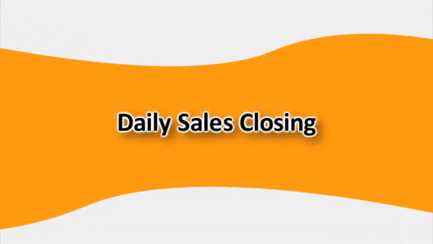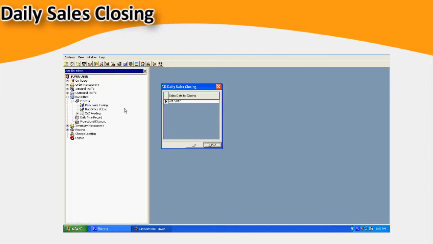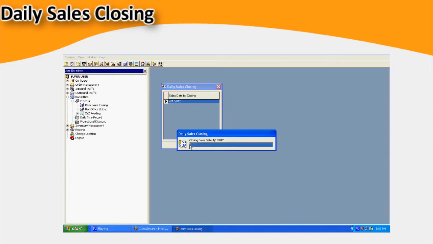Daily sales closing. From the Back Office menu, in its submenu Process, double-click the Daily Sales Closing. Highlight the date and click the OK button to close the daily sales.